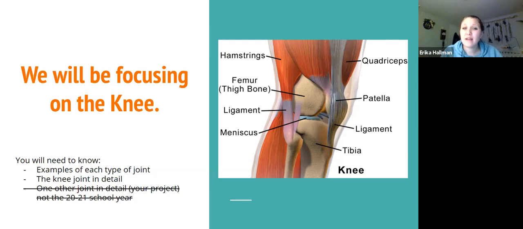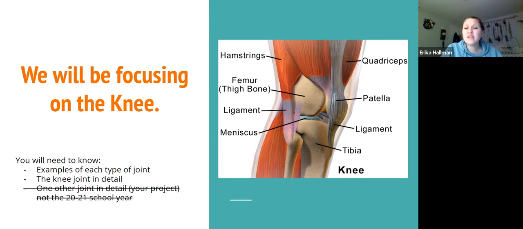We're going to focus a little bit more on the knee because it's a really great example of all of the components of a joint. Plus, especially since you guys are in high school, there's a lot of knee injuries that you're probably going to come across or hear about in your lifetime.